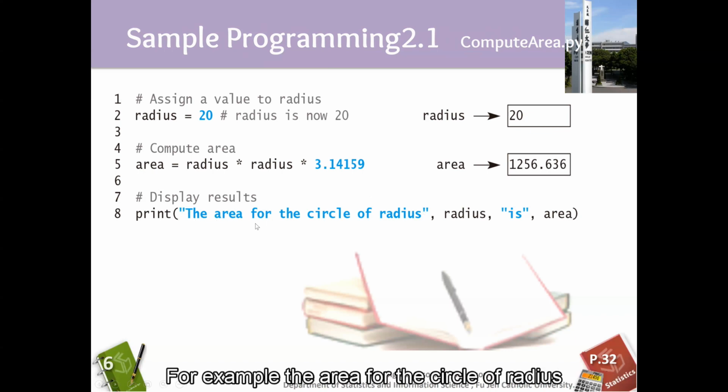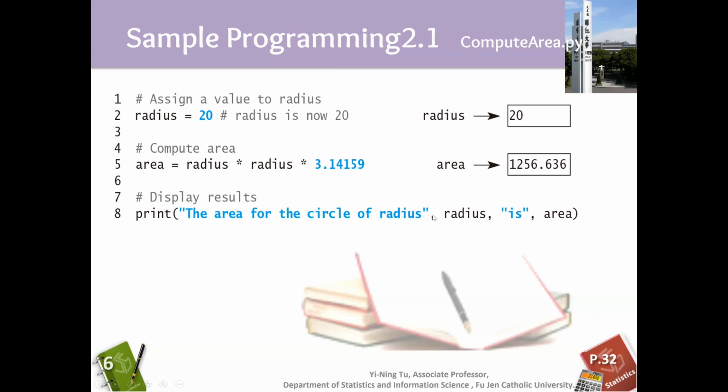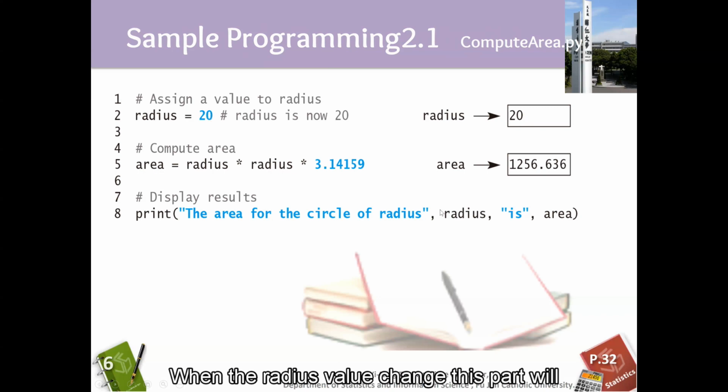For example, the area for the circle of radius. And why do we use the comma here? Because this is a variable. Yes, it's radius. When the radius value changes, this part will change at the same time. But this part is a string.